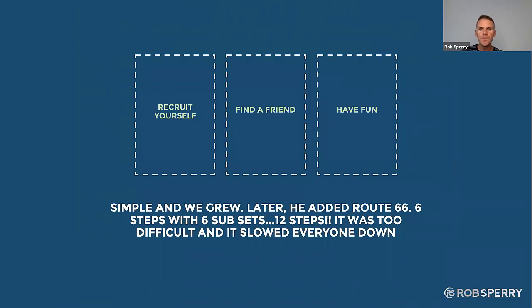But then later, what he did is he created this training called Route 66. And it had 6 steps, and then it had 6 sub-steps. So it had 12 steps, and it was so difficult that I swear half the time in the middle of the training, he forgot. So he said, hey, Rob, what's this next step? And he acted like he was just testing me, but I swear he forgot because there were so many steps. And I didn't remember the 12 steps.